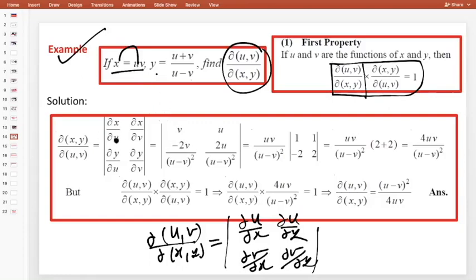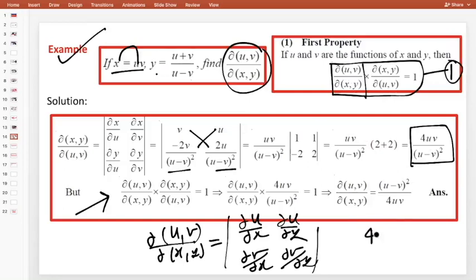So they have calculated del x by del u by this one, right? With respect to x, once you differentiate with respect to u, you will get v. With respect to v, you will get u. In a similar way, with respect to y, with respect to u, you calculate and you will get this one. And now once you find the determinant, by cross multiplication, you will get this result. So since we know the first property, we have to calculate del uv upon del xy. So we can put in this equation number 1 this value of del xy upon del uv, meaning we just get the reverse of this. So what we will get is 4uv upon u minus v whole square.